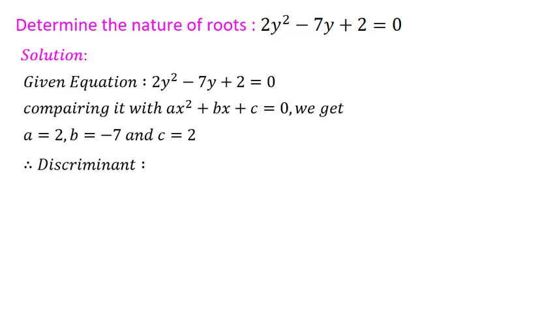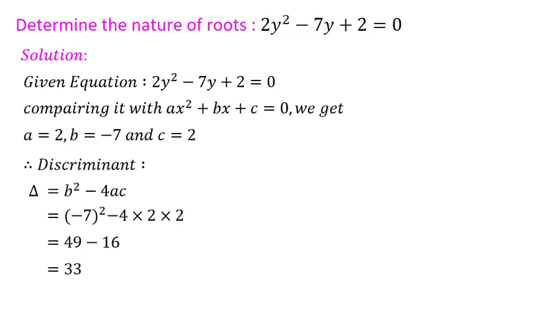So therefore discriminant delta is given by b square minus 4ac. Let us put the value: minus 7 square minus 4 into 2 into 2. We will get 49 minus 16, that will give me 33. Now 33 is greater than 0, so I will say that roots are real and unequal. Are you getting? Yes. Okay.